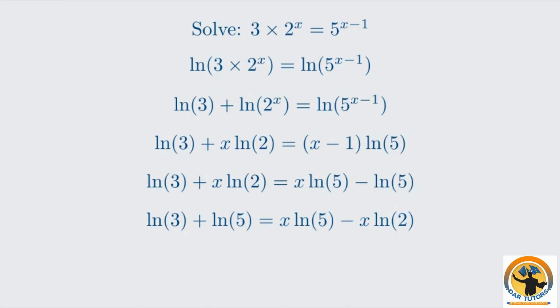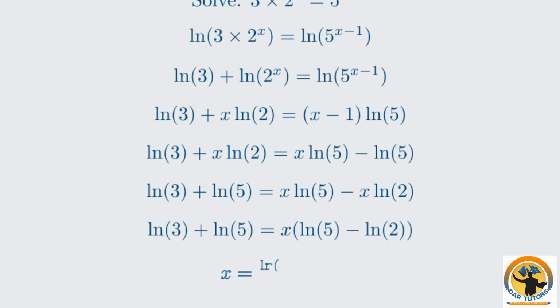Now that all the x terms are together, we can factor out x. Factoring out x on the right side gives us x times the quantity ln of 5 minus ln of 2. To isolate x, we just need to divide both sides by the term in the brackets. So, x equals ln of 3 plus ln of 5 divided by ln of 5 minus ln of 2.